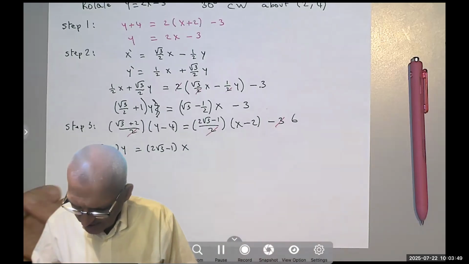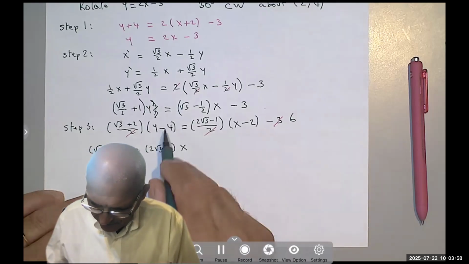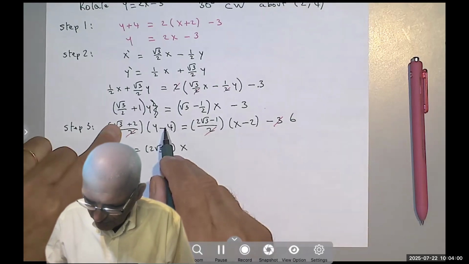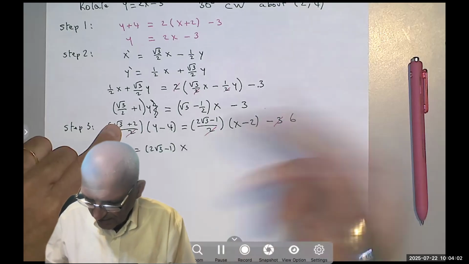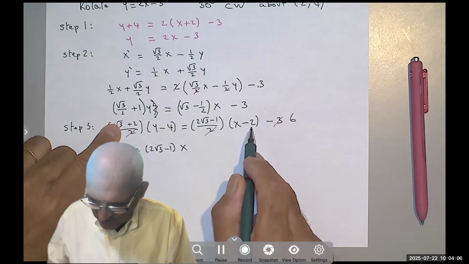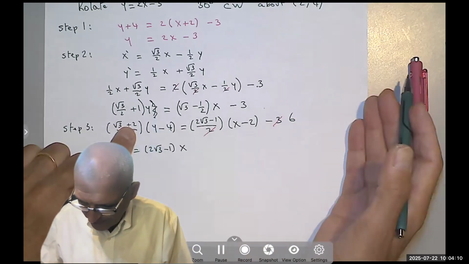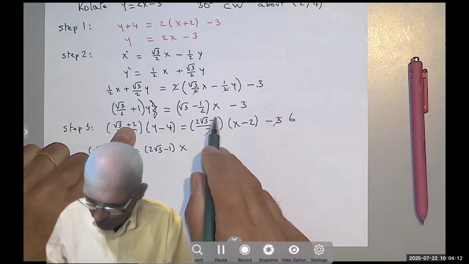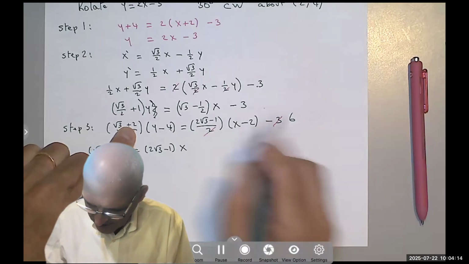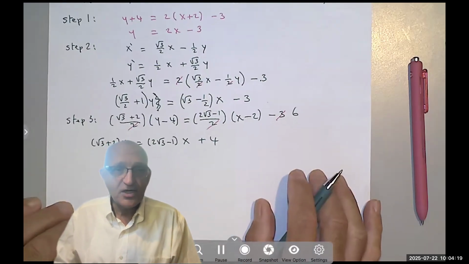The root 3 cancel each other? Is that true? Negative 4 root 3, so it will become positive 4 root 3. And here I have negative 4 root 3. Yeah, they cancel each other. How about the 2? I have negative 8. It will go there as positive 8. Plus 2 is positive 10. Minus 6 is positive 4. So it would be a nice equation.